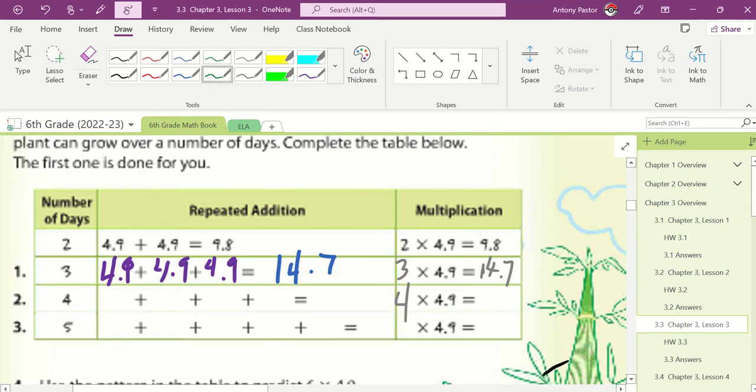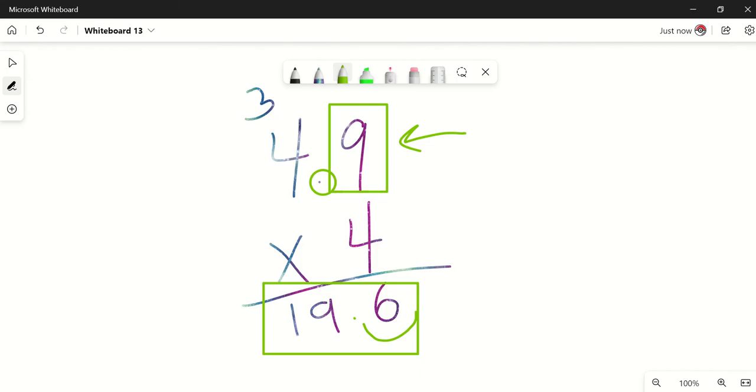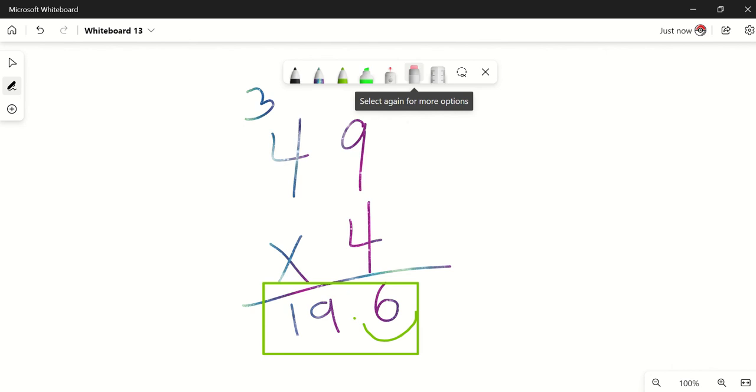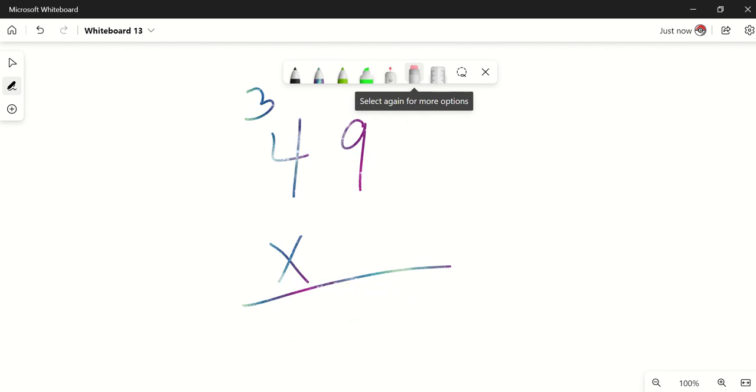Going back to my chart, this will be 19.6, and then we'll do the same thing for 5 times 4.9. Do me a favor, go ahead and pause the video, but set up your question. So instead of times 4, we'll do 4.9 times 5. Go ahead and practice this, pause the video, and try to do this, and then when you're done, unpause and see if you did this correctly.